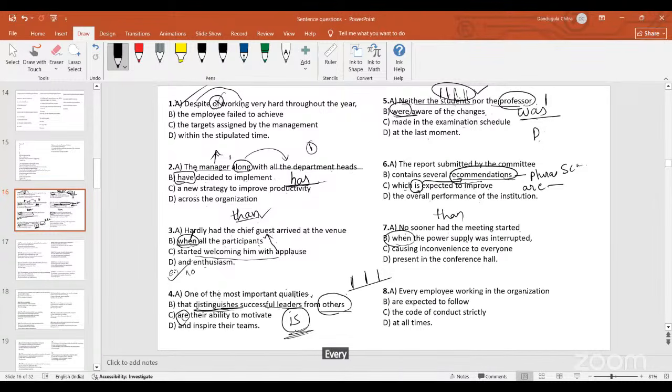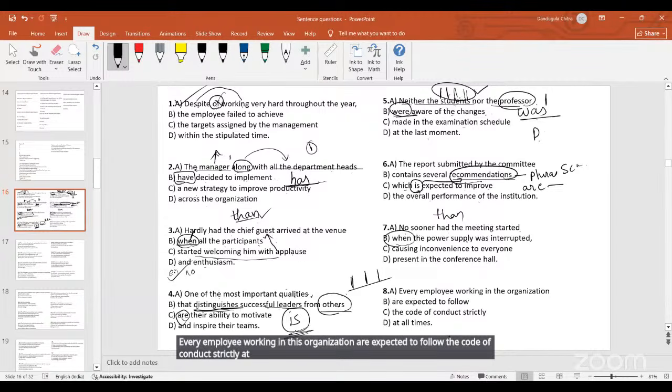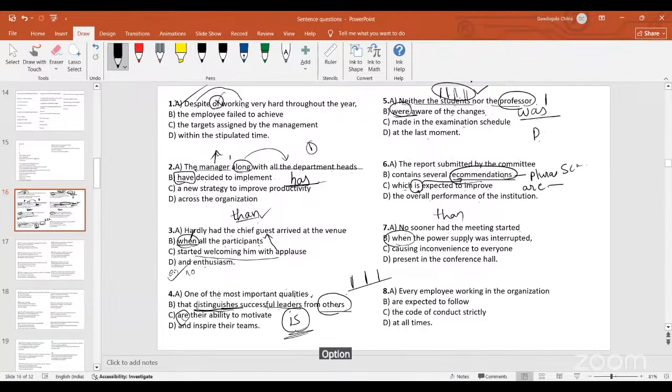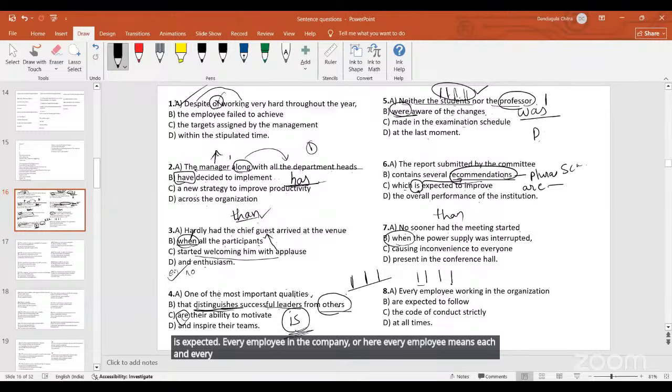Every employee working in this organization are expected to follow the code of conduct strictly at all. Wrong. Option B, sir, expected. Is expected. Every employee in the company are. Here every employee means each and every employee means individual employees. So is. Okay. Right.